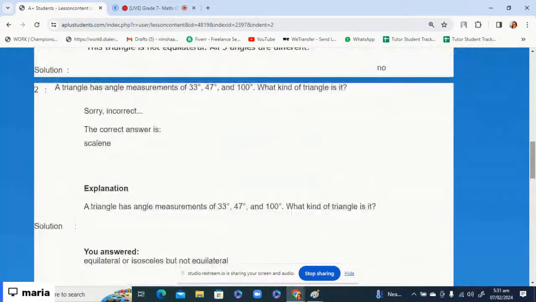So a triangle has angle measurements 33, 47, and 100. Now look, these are all different angles. So what kind of triangle is it? If all the angles are different, it means that all sides are different. So it's scalene, because in a scalene triangle, all sides are different. In the equilateral, all sides are the same. And in isosceles, at least two sides are the same.